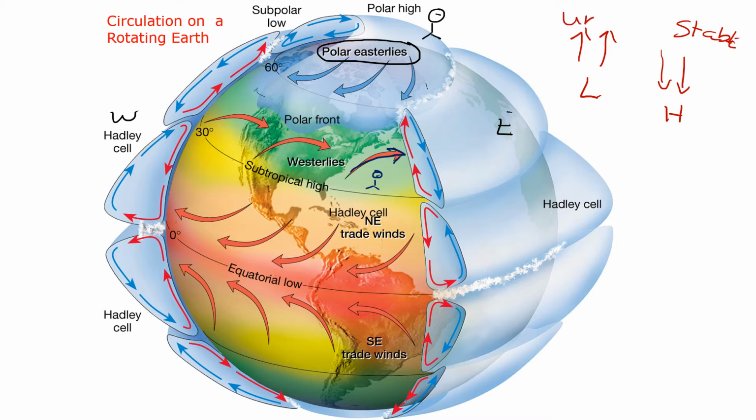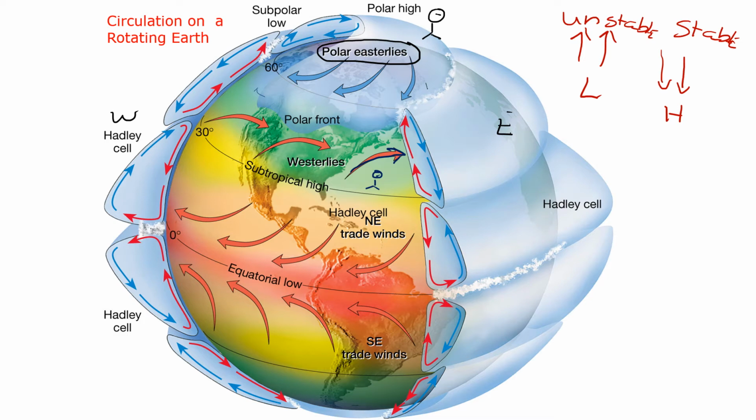Rising air is unstable. So this is a high pressure system here, and it would be continuous if we didn't have a landmass here, but we have these high pressure cells, one on the west and one on the east side of North America. And we'll talk about the names.